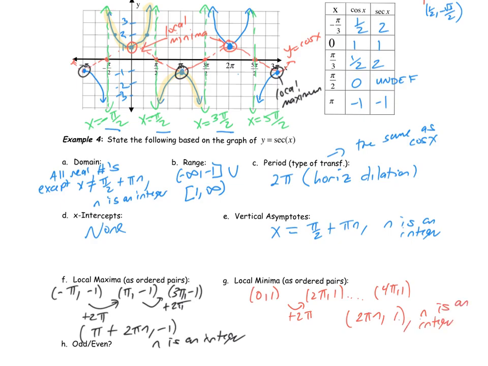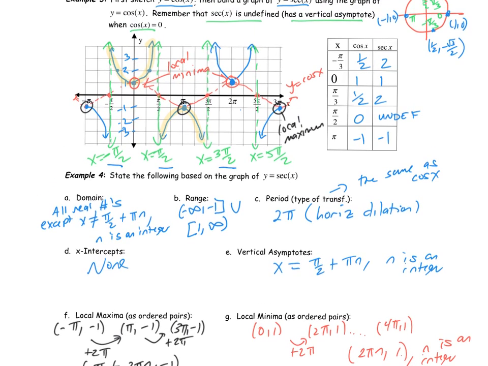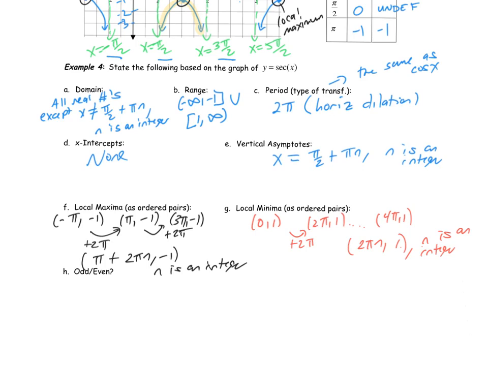And is this function odd or even? So if it's even, it has y-axis symmetry. And if it's odd, it has origin symmetry. And if we think about folding this graph upon itself over the y-axis, we can see that it does indeed have y-axis symmetry. So I am going to say that secant x is even because it has y-axis symmetry.